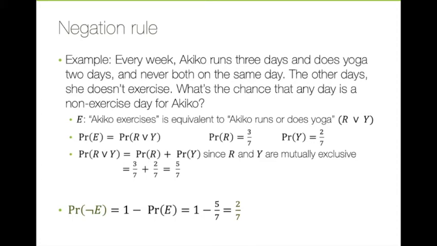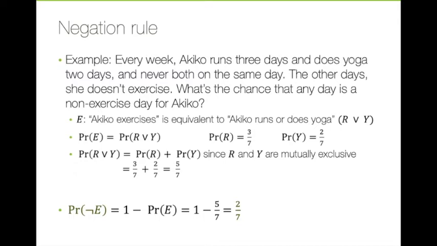Every week, Akiko runs 3 days and does yoga 2 days, and never both on the same day. The other days of the week, she doesn't exercise. What's the chance that any day is a non-exercise day for Akiko? So this is an example that's going to ask us to use our new negation rule, but also some previous rules.